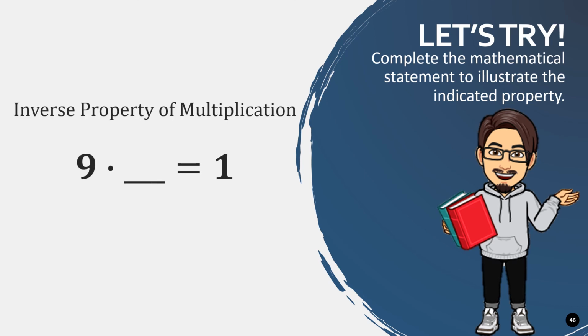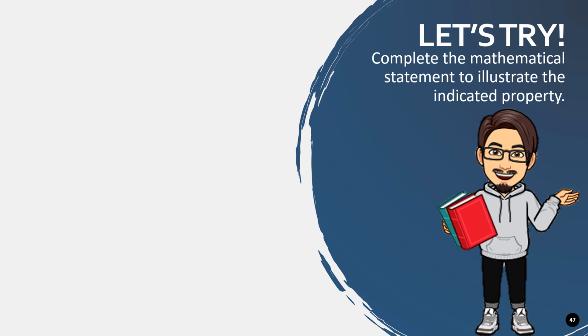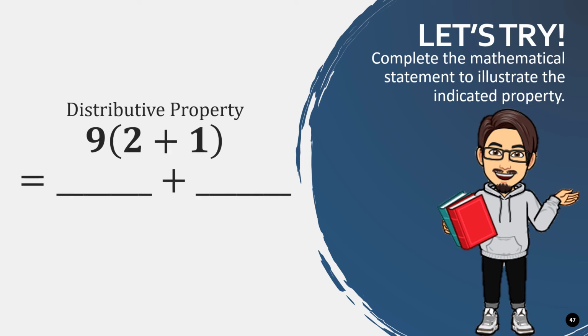Next, you apply the inverse property of multiplication. Okay, tama ka na naman. Ang sagot ay 1/9. Bakit? Kasi ang reciprocal ng 9 ay 1/9. Last item, apply the distributive property. Okay, you're right. The answer is quantity 9 times 2 plus quantity 9 times 1. Good job.